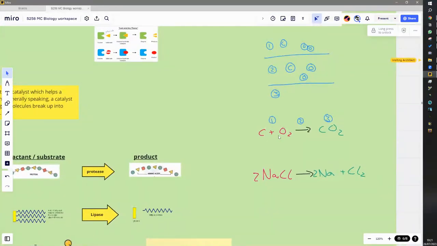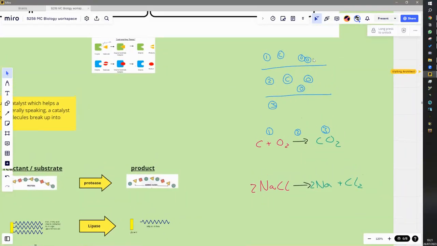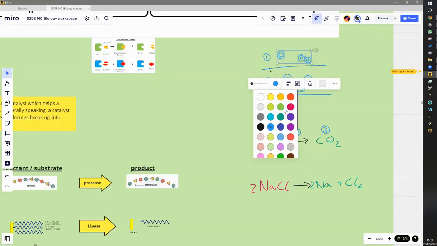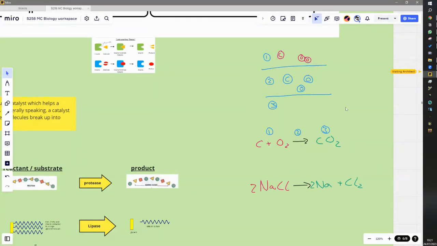So on the left in pink, we could say that these two are the reactants. This is the situation before the reaction. We can imagine this reaction is like a three-part story, if you like. Part one, we have the reactants just sitting around. They've got a carbon atom and an oxygen molecule.